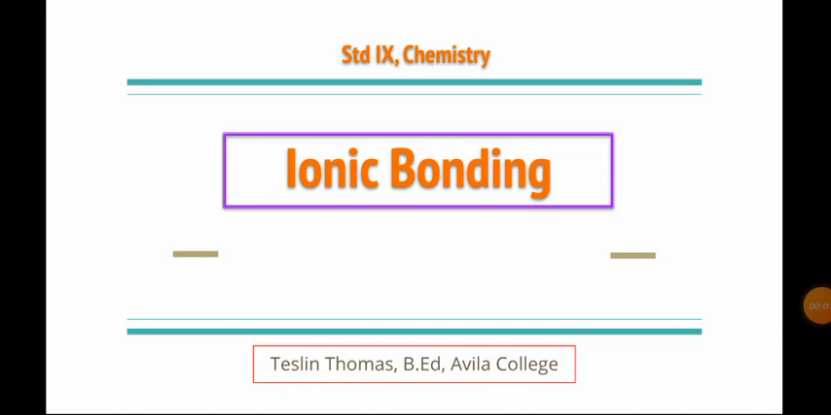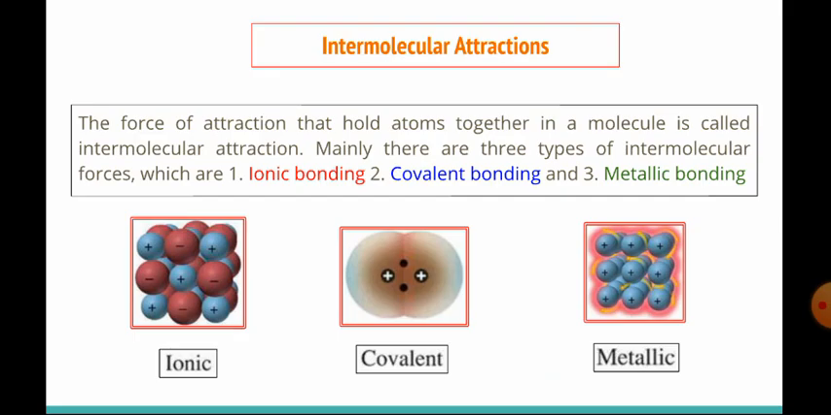This topic is prescribed in the syllabus of 9th standard students. The chapter is chemical bonding and the topic is ionic bonding. We are familiar with the term intermolecular attraction. What is intermolecular attraction? The force of attraction that holds atoms together in a molecule is known as intermolecular attraction. Mainly, there are three types of intermolecular forces, which are ionic bonding, covalent bonding, and metallic bonding.